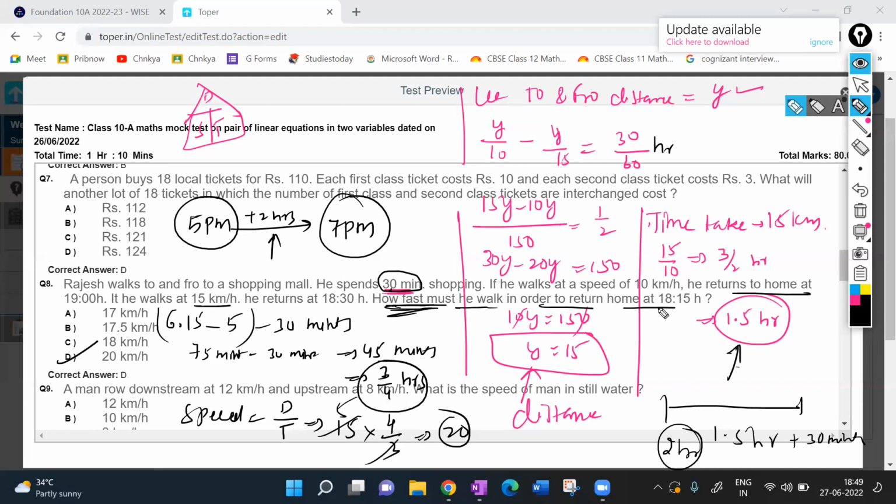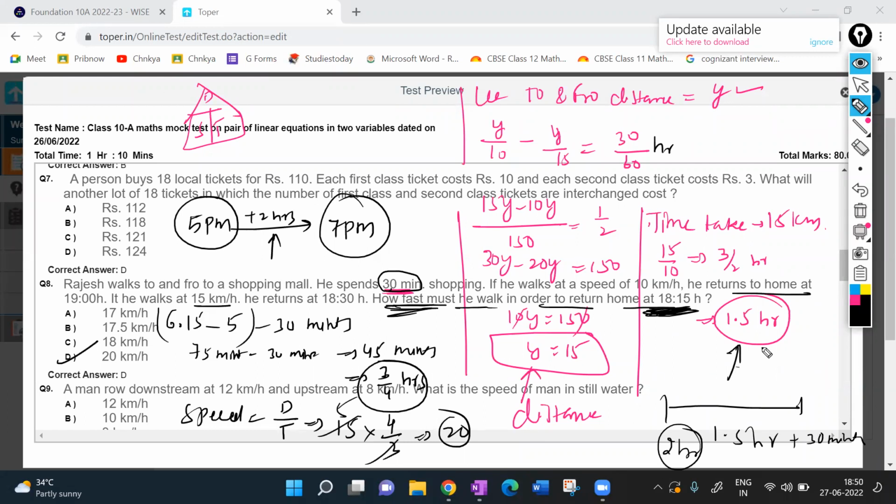What is 6:15 there? He has asked us to find at what speed he must walk to reach home at 6:15. So 6:15 minus 5. Why 5? Because he started at 5. Whole minus 30 minutes. Why 30 minutes? Because he invested 30 minutes at the shopping mall. That is why you get 45 minutes at last, which is 3 by 4th hour. So speed is distance 15, then time is 3 by 4. It will be reciprocal as 4 by 3, so that you get 20. Very simple. Any doubts?